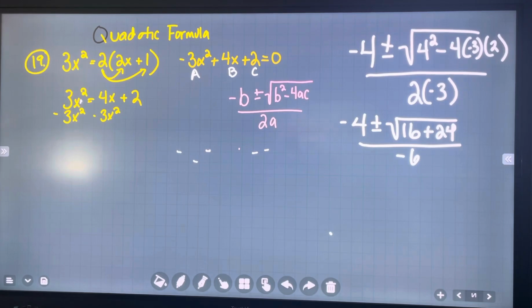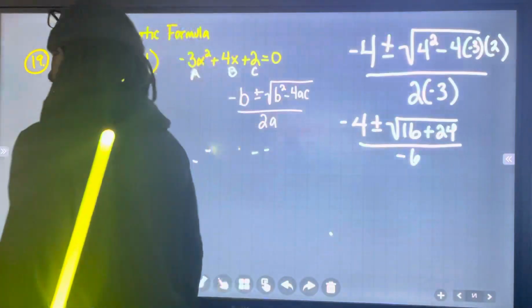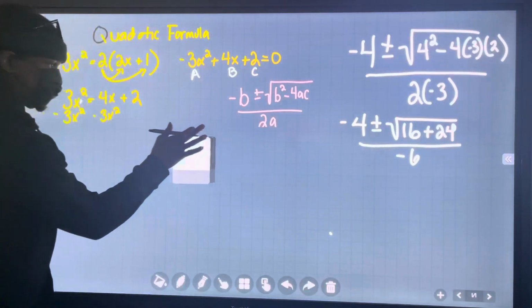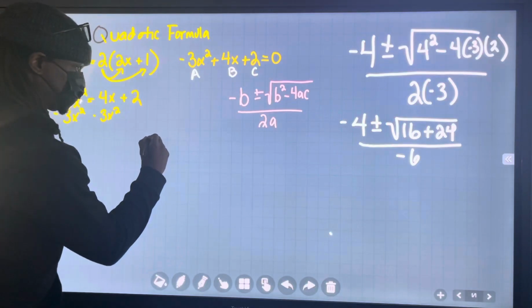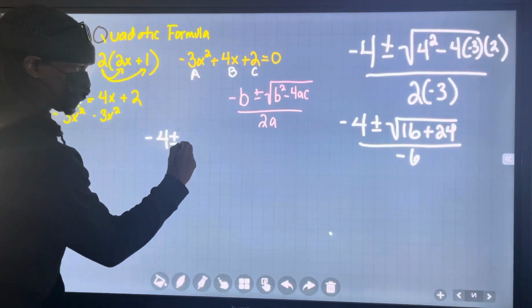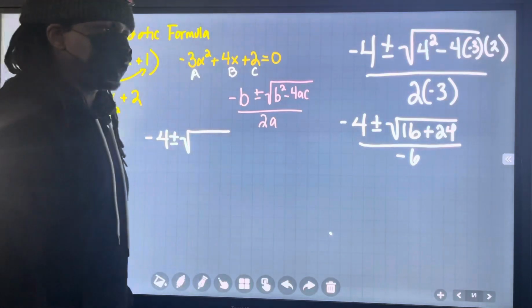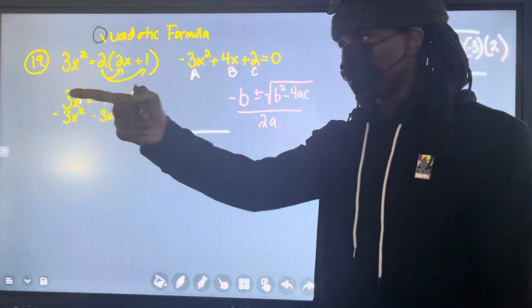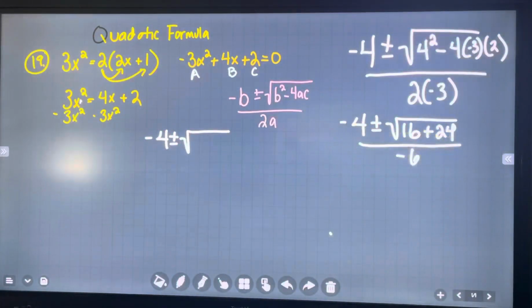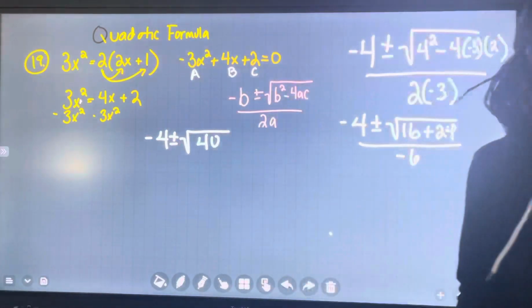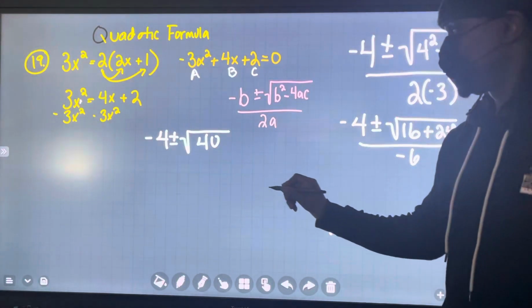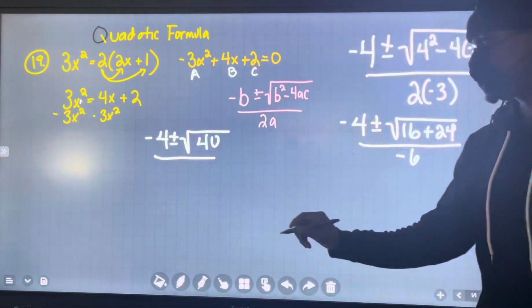So that's plus 24 all over negative 6. I'm going to bring this over here for space sake. So now this becomes negative 4 plus or minus the square root of 16 plus 24, which is 40. Square root of 40. You got a question? What's the question? Well, hold on, we'll finish it and then tell me what you did. So all of that is over what? Negative 6.